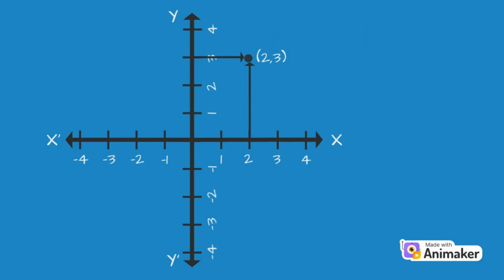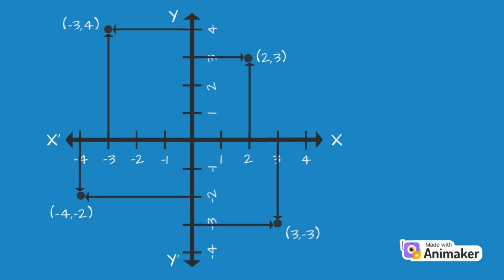Next, let's take some more points and try to figure out their positions on the Cartesian plane. For example, if we take the point (-3, 4), its location will be at a distance of -3 units from the y-axis and at a distance of 4 units from the x-axis. Similarly, the positions of the points (-4, -2) and (3, -3) are as follows.